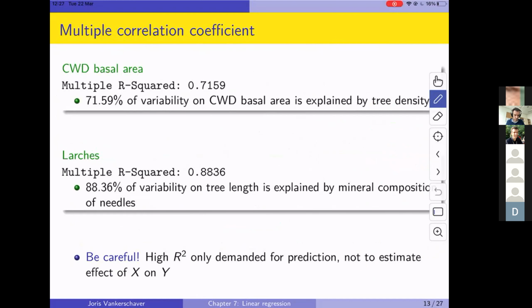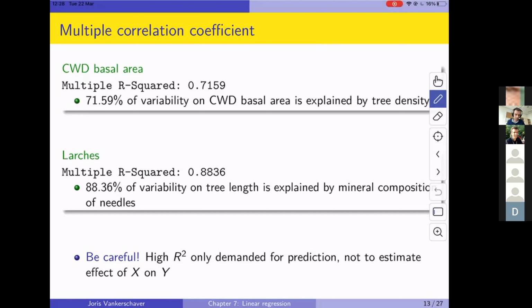So then moving on, the multiple correlation coefficient for the different examples: we can calculate it ourselves using a formula, or we can look at the output from R, and at the bottom of the table you'll find the R squared. For the basal area example, we had 79.59%. So that tells us that 79.59% of the basal area, the outcome, is explained by the tree density.